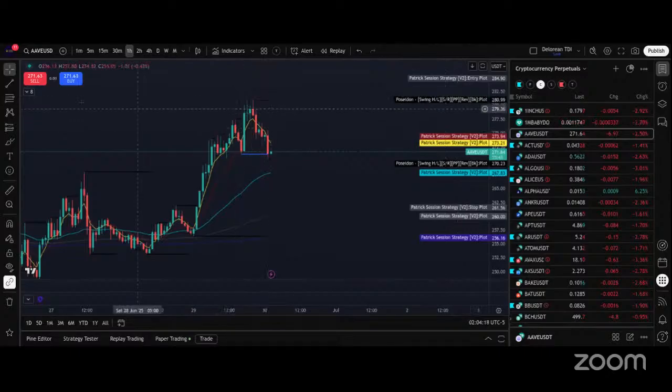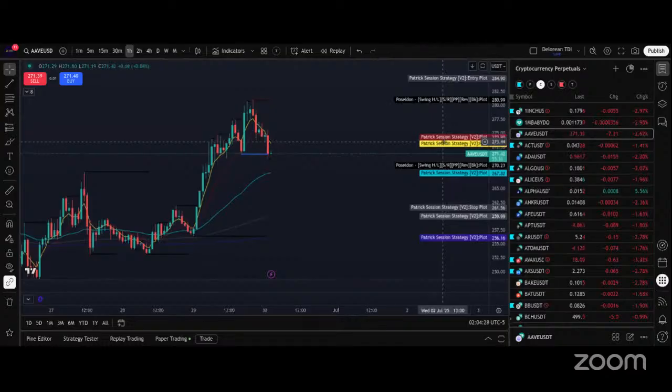If you're looking at an asset, in this case AAVE USDT, on any time frame, if the red line is over the yellow line, that means the sellers have control of the market on that asset on that time frame. Conversely, if the yellow line is over the red line, that means the buyers have control of that asset on that time frame. So we're clearly looking at AAVE USDT on the 1 hour, and sellers have control of the market currently.